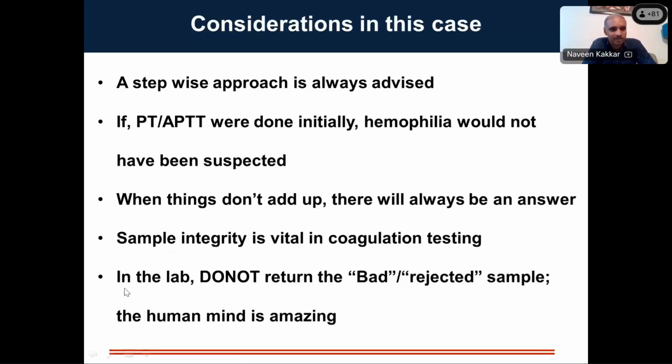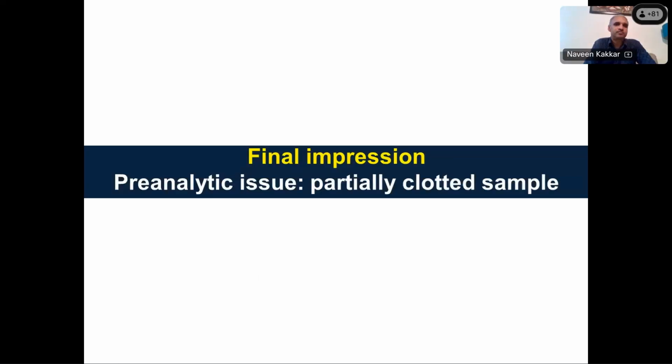And we mentioned sample integrity. Another practice that residents and faculty in pathology must follow is: do not return the bad or rejected sample. The human mind is amazing. If you say this is clotted and the sample goes back to the ward, the resident picks up the clot, throws it in the dustbin, and sends a repeat sample, and you get all haywire results. So keep the bad or rejected sample in the lab. Do not send it back to the clinical site. So the final impression: a pre-analytical issue, partially clotted sample.